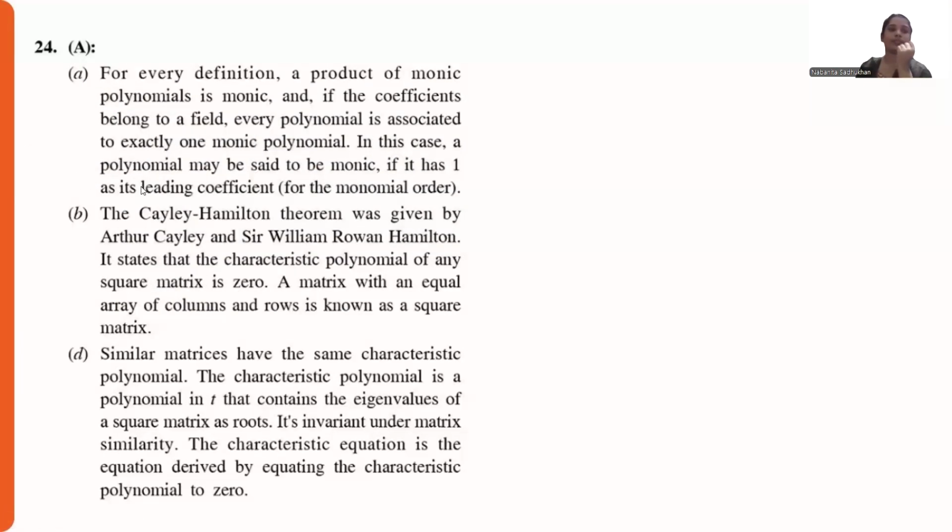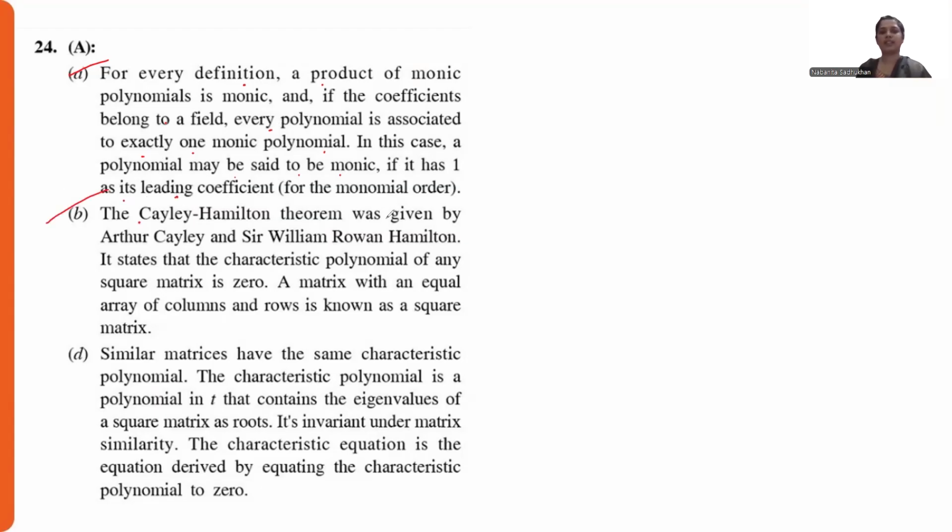Okay. So from option A, we can see that by definition, the product of monic polynomials is monic, and if the coefficients belong to a field, every polynomial is associated to exactly one monic polynomial. In that case, we can say a polynomial may be said to be monic if it has 1 as a leading coefficient, right?